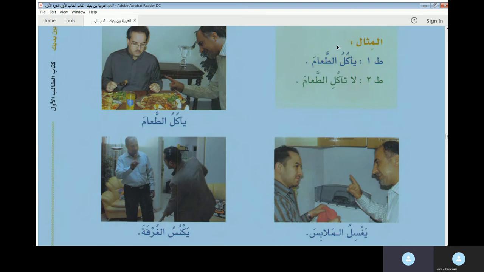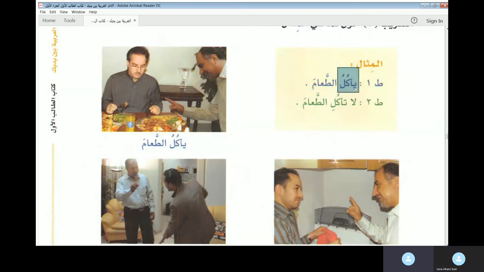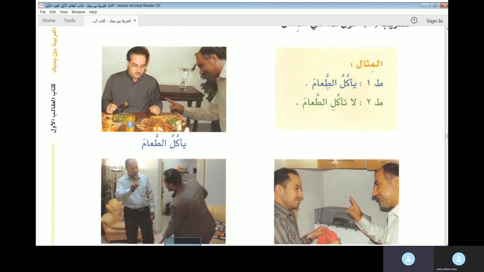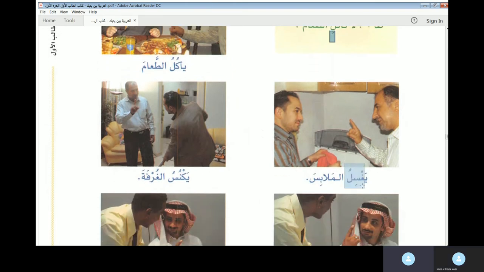Okay. Look at the example. The word is ya'kulu. It is a simple word. When we add la, it becomes imperative, la nahiya. It becomes la ta'kul. There is a sukoon on lam. Then in the next word, we have yaghsilu. When we add la, it becomes la taghsil. Yaknusu, la taknus. Now the second point is this. La ta'kul. We have a sukoon on lam. But in the next word, we have alif lam in the start, so this sukoon will change into kasra. La ta'kulit ta'ama. La taghsil, there's a sukoon on lam. This sukoon will change into kasra because of alif lam in the next word. La taghsilil malabis.